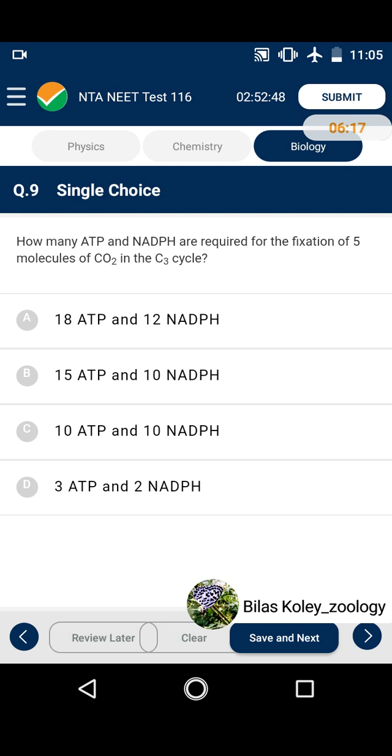Question number 9. How many ATP and NADPH are required for the fixation of 5 molecules of CO2 in the C3 cycle? And the options are 18 ATP and 12 NADPH, 15 ATP and 10 NADPH, 10 ATP and 10 NADPH, 3 ATP and 2 NADPH. In this question, the right option will be option C.